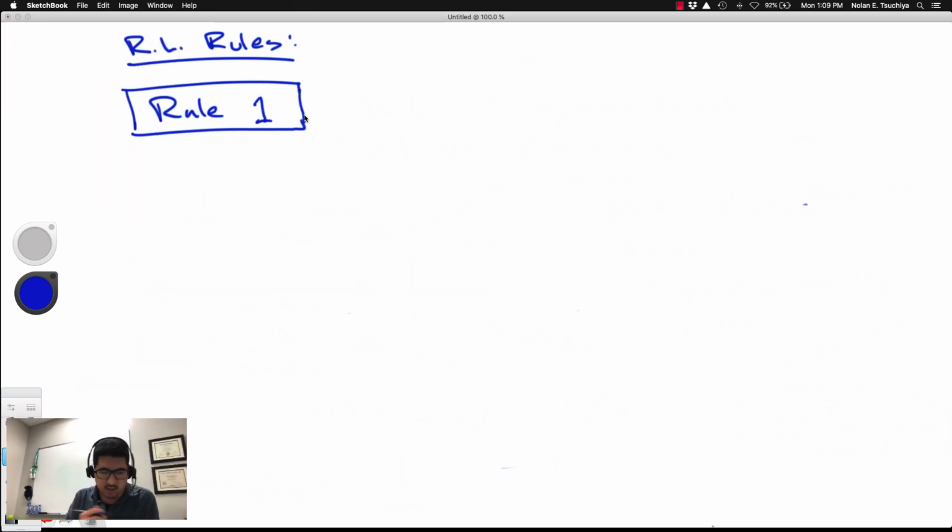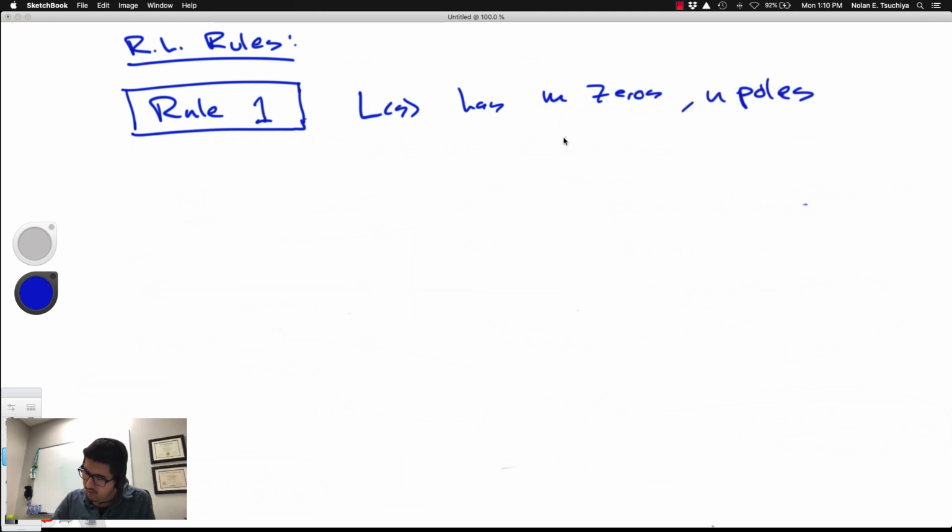Rule 1 is, okay, so rule 1 tells you basically the destinations of all of the root locus branches. So the setup here is L of S has M zeros and N poles. And N is always greater than or equal to M, because if that weren't the case, you'd have a transfer function that is non-causal, which can't exist in real life. So N, the number of poles, always has to be greater than or equal to the number of zeros.